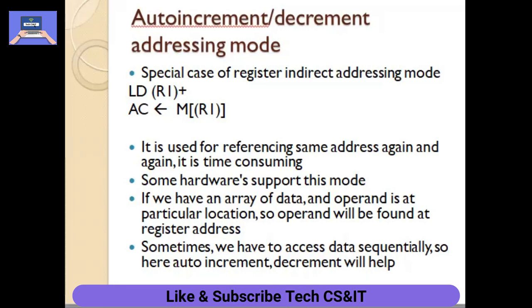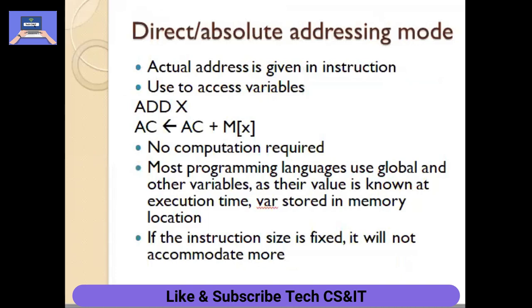Like for example, if a value is stored at index 0 and then the other value is stored at index 1, we don't have to run the whole instruction again. We don't have to decode the whole instruction again just to get to another index. So this auto increment and decrement mode helps in such situations, in fetching the data sequentially.